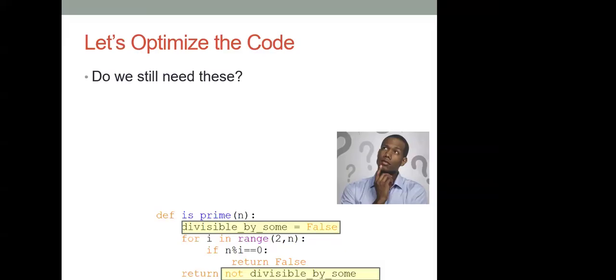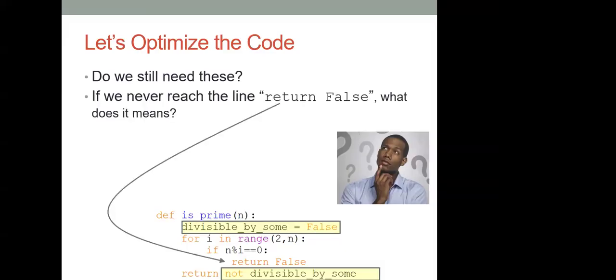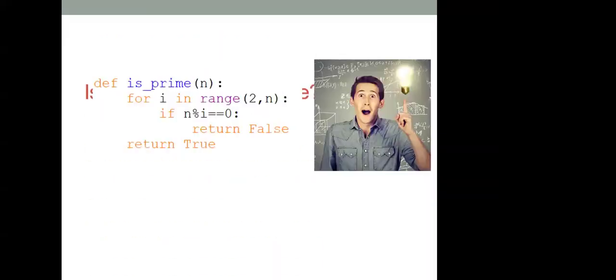And lastly, is the divisible variable important anymore? I'm not going to change it anyway. So I can directly return true at the end, right? Yeah, okay. So I can make the code like that. Do you think it is the ultimate code?